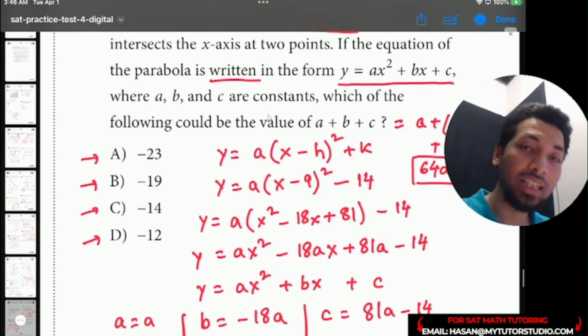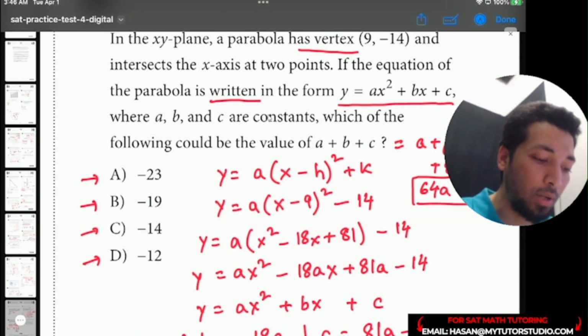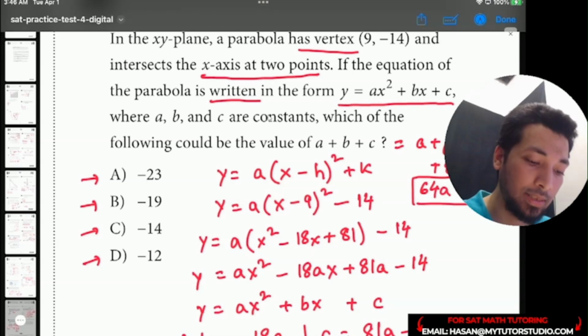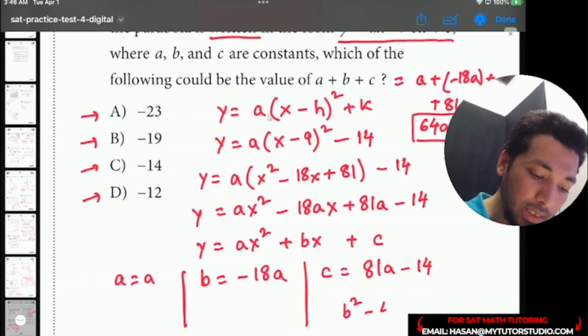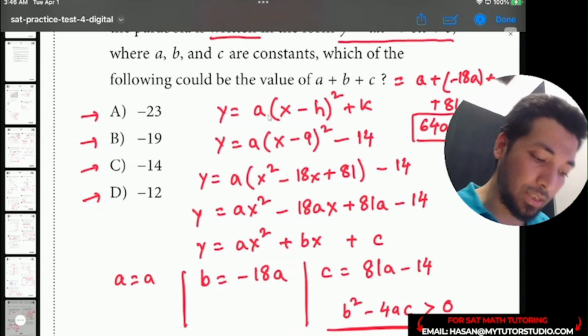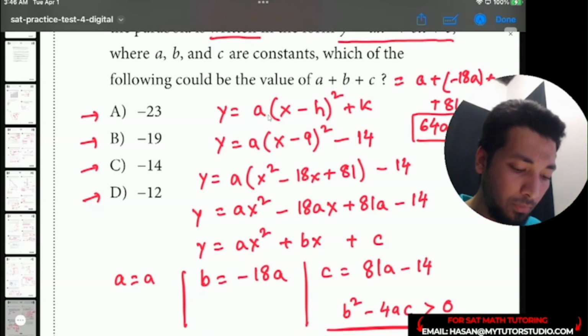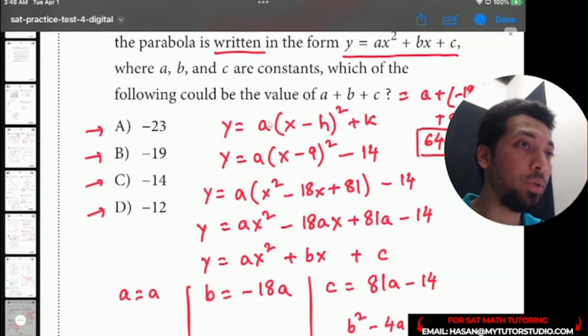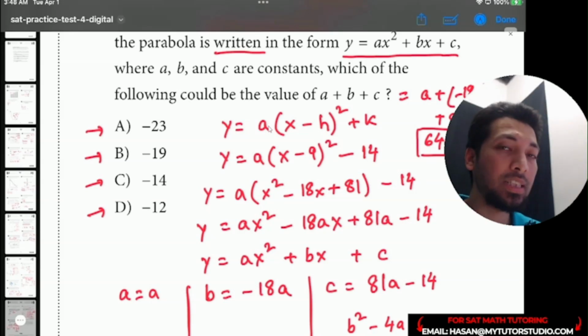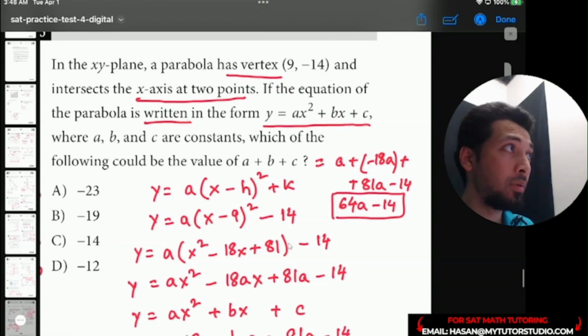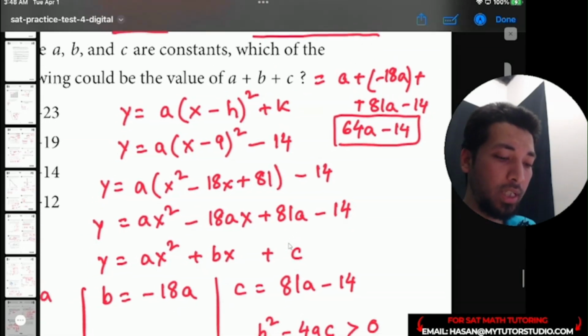Now we have to check the other condition, which is we know that this graph is intersecting the x-axis at 2 points, which means b squared minus 4ac should be greater than 0. So now we need to check this condition. So let's see how we can check this condition. If b squared minus 4ac is greater than 0, now at this point we can quickly use Desmos to fast forward the process. So let's see how we can use Desmos over here.